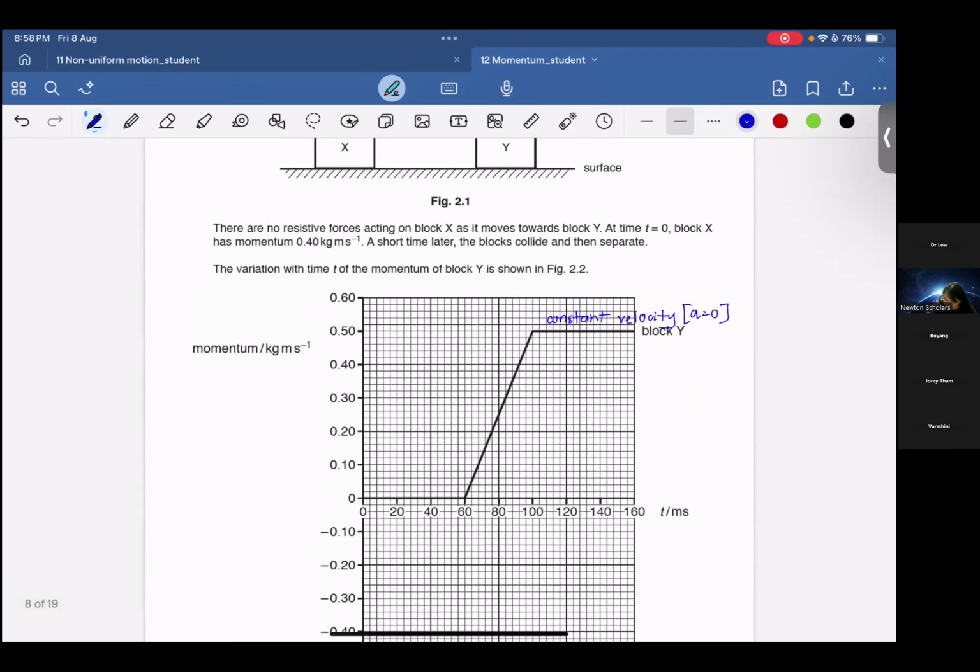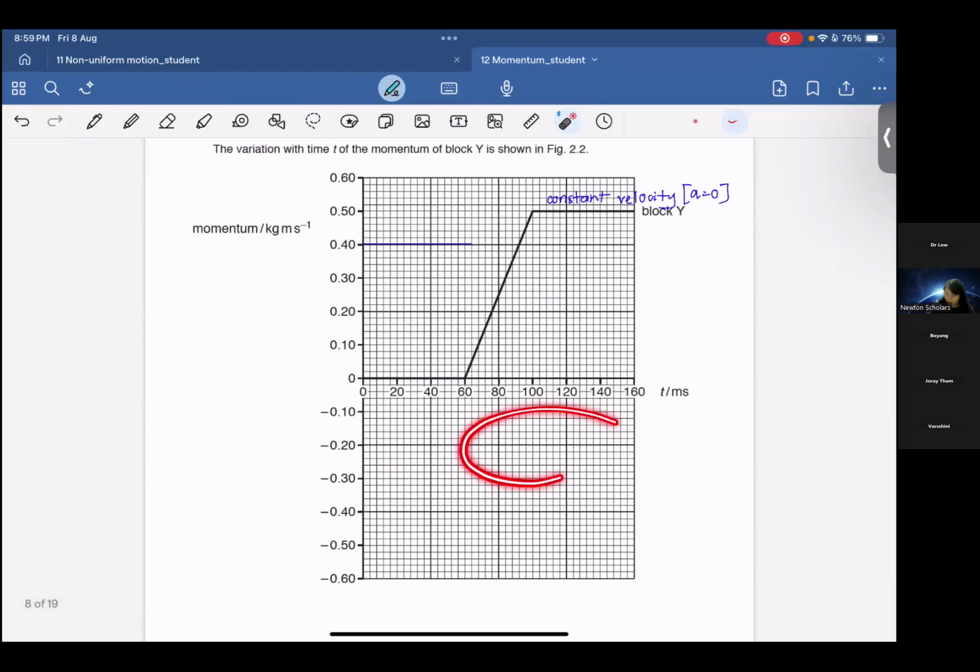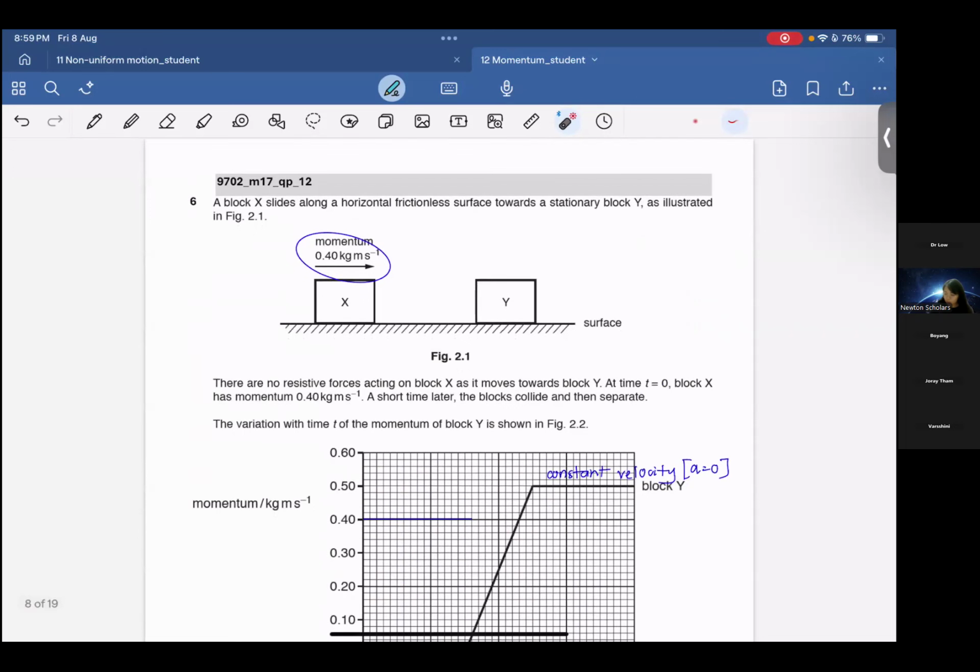So I know the start is 0.4, and it stays until 60, because until 60 is the time they are in contact. So I draw from here until here, 60 millisecond. The initial is 0.4, but the problem is I don't know my final. Can you count the momentum for block X after collision? Count it up. I want to know the momentum for block X after collision.